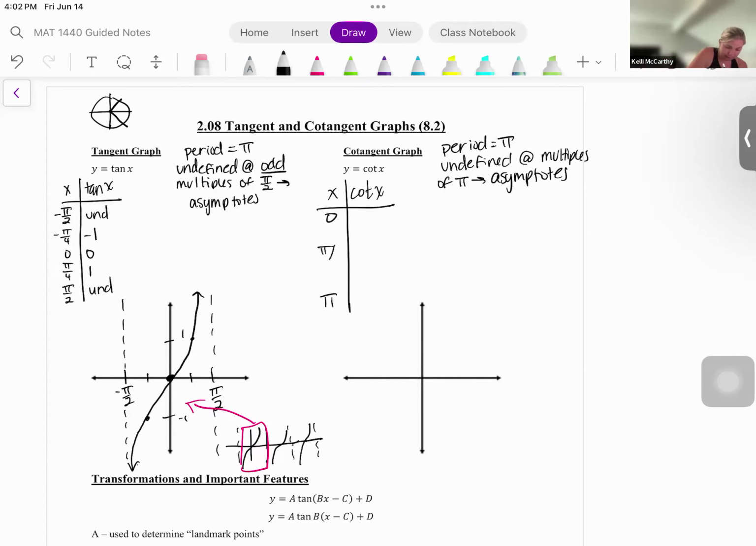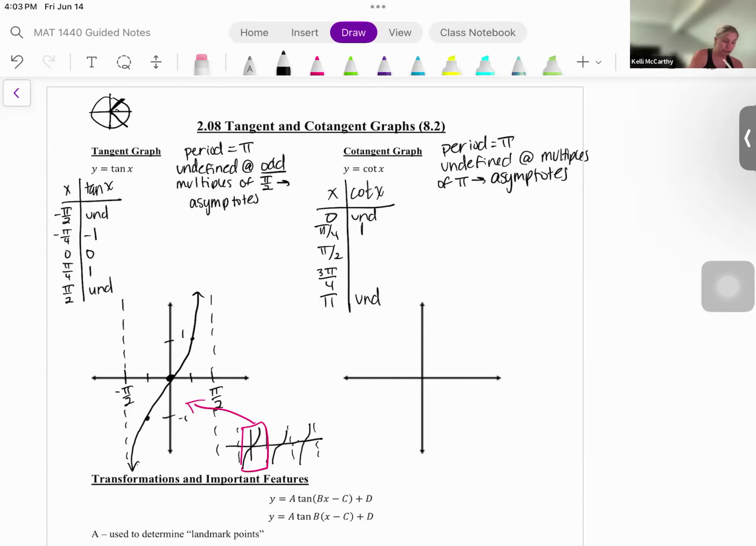Halfway between those is going to be our pi over 2. Here's pi over 4. And here's 3 pi over 4. Cotangent is undefined at 0 and pi. Cotangent at pi over 4, we can still use the same picture here. We have sine and cosine are the same. Remember, cotangent is the reciprocal of tangent, so it's cosine of x divided by sine of x. So it's still going to result in 1.